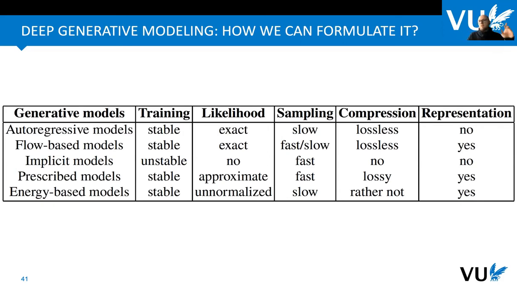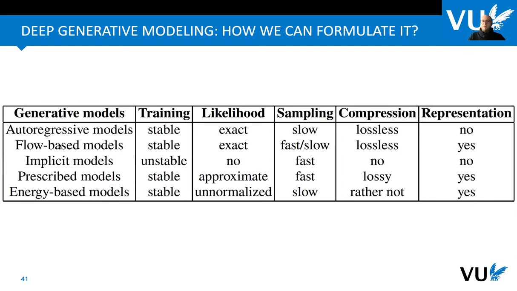So if we look at these qualitative criteria, for autoregressive models the training is definitely stable, so we shouldn't have any big issues. We can calculate the likelihood function exactly, but sampling is slow because of the autoregressive fashion in which we do that. Compression we can use for lossless compression because there is no specific bottleneck. So we also don't necessarily have some representation there, okay? However, this is possible, but it's not very straightforward, okay?